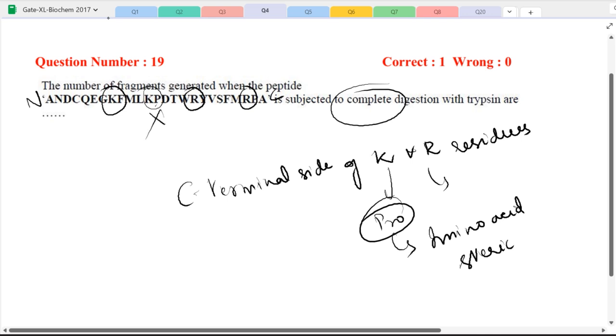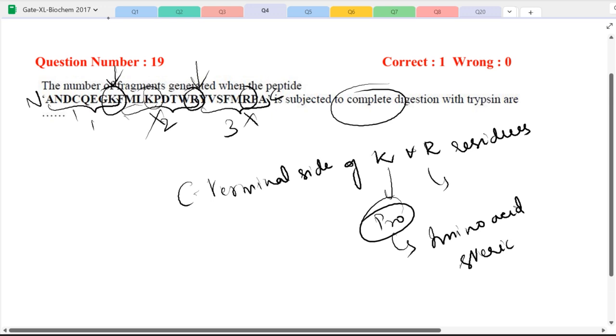So here trypsin cannot cleave. And similarly here the arginine is followed immediately by proline. So again here trypsin cannot cleave. So the trypsin basically cleaves here and it also cleaves here, leaving one peptide. This is going to be the second peptide and the last is going to be the third peptide.